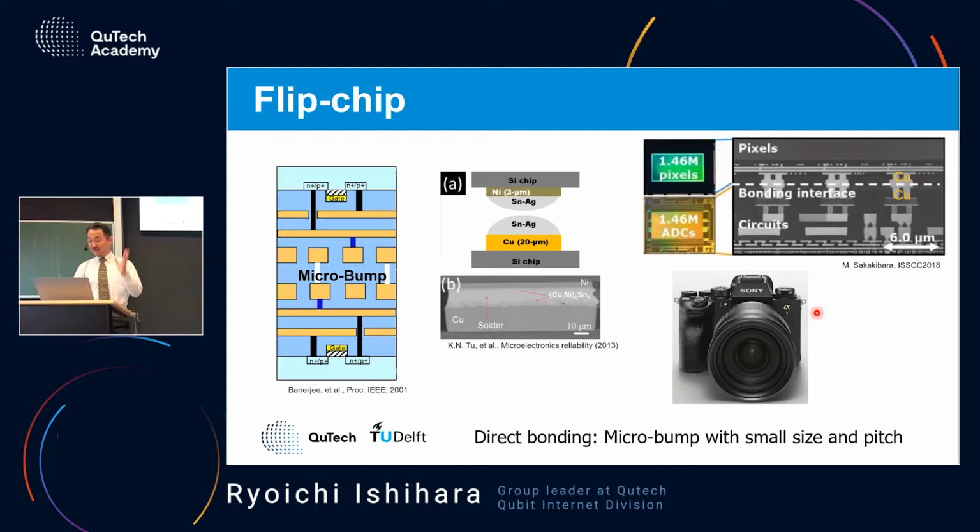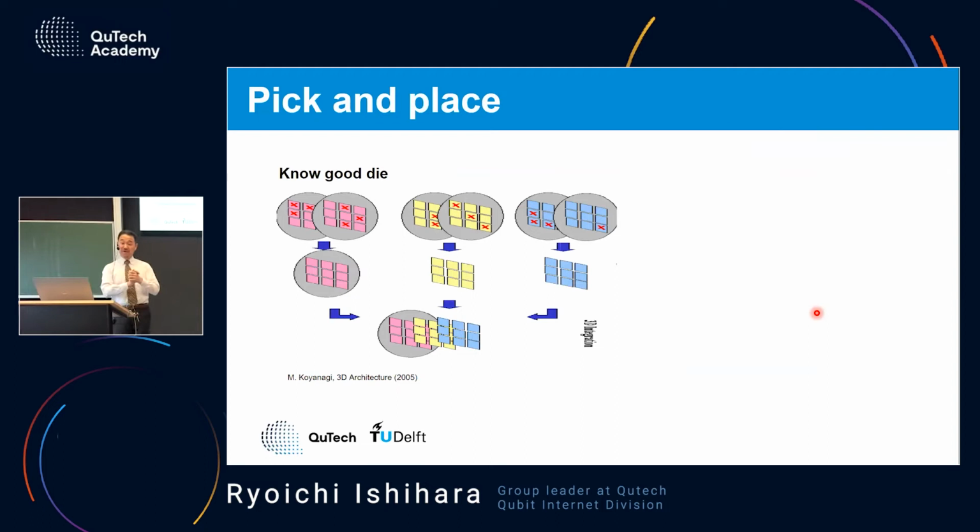Okay, flip chip technology with micro bump is important for image sensors. Second is pick and place. So how does it work? Looks strange. First you have to measure which die or which circuit is working. First you have to know the good die, then cut it into pieces, and then pick it and place it on top of each other. This is called pick and place technology, with good and no-good dies.